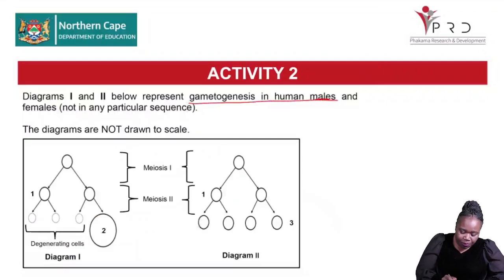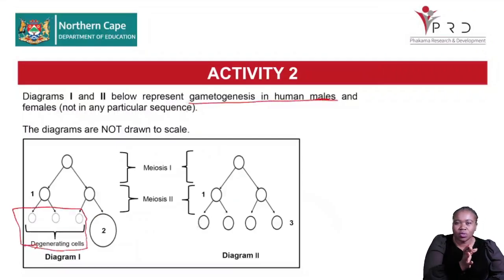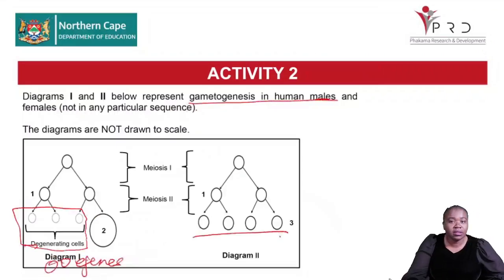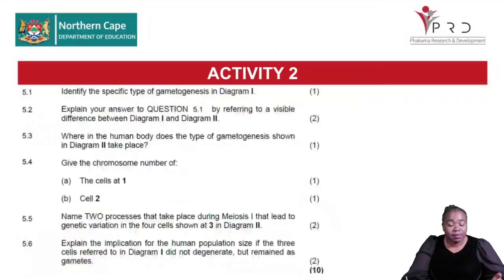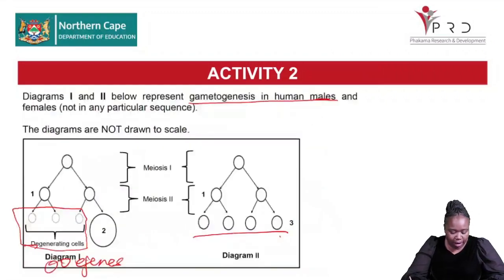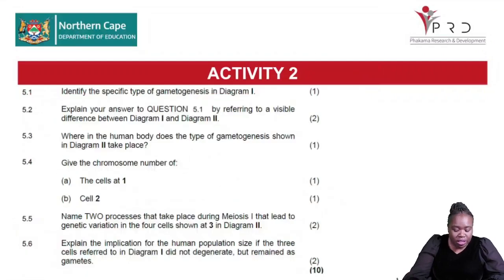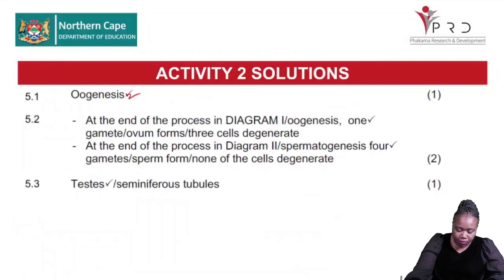As we can see here, these cells have degenerated, right? It means that those are the cells that did not survive after meiosis, and only one cell survived, which tells us that this is oogenesis. Whereas in the male spermatogenesis, all of the cells are going to survive and form those spermatids. Identify the specific type of gametogenesis in diagram 1, which I've already mentioned. That would be oogenesis.